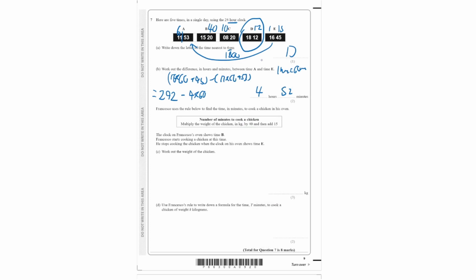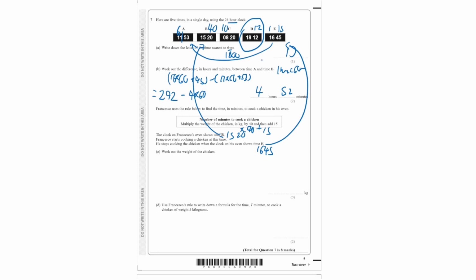Francesco uses the rule below to find the time in minutes to cook a chicken in his oven. Multiply the weight of the chicken by 40 and then add 15. The clock on Francesco's oven shows time B. So time B is given to us as 15:20 right here. He stops cooking the chicken when the clock on his oven shows time E. So that is 16:45. Work out the weight of the chicken.